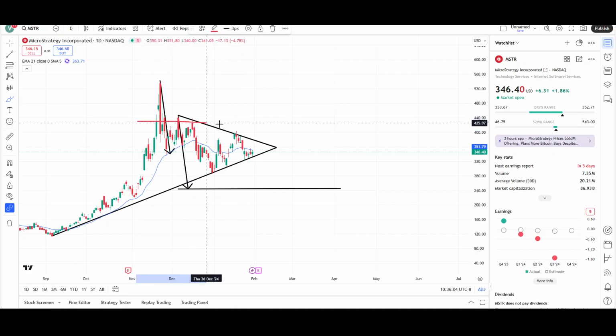Let's say just ignore that. Let's say this is kind of like the high right here. Anything above it was probably an outlier because this is where the majority of the resistance is at right now. So this is just an outlier, just a couple of days where price got super emotional.